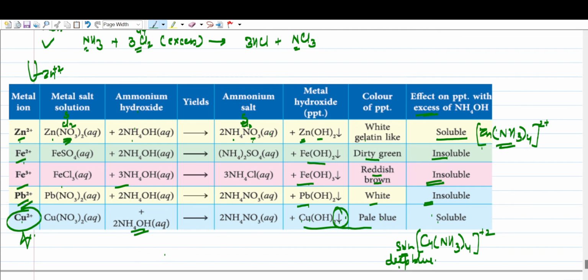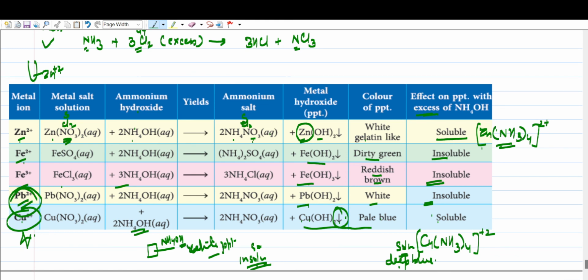So they may ask you, maybe a question can come in the council. There is a compound A. This compound A on adding ammonium hydroxide forms a white color precipitate. When you add excess of ammonium hydroxide, the precipitate remains insoluble. Identify the ion. The ion is lead ion, the cation. If the precipitate is soluble, then the cation is the zinc cation. So you need to practice questions like this.